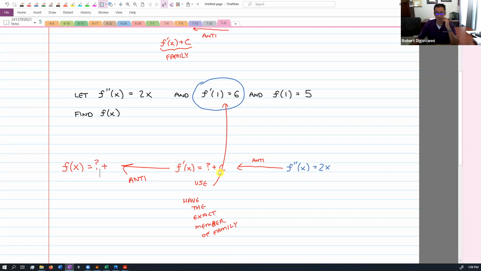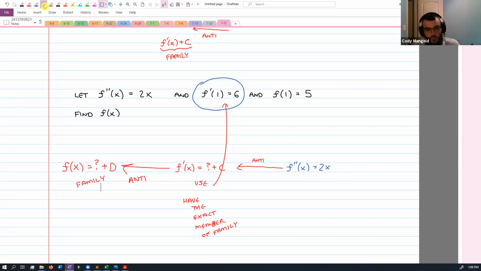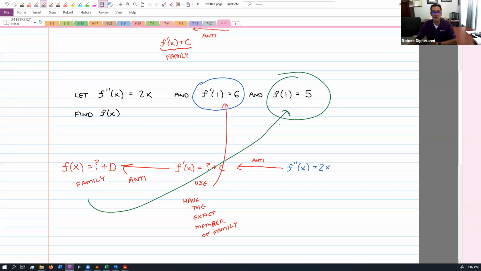Now I'm not going to use C again, because I don't want to have C in two places, so we'll probably use D. But again, this is going to be a family. And how are you going to narrow down which family member it is? You gave us f of 1 is 5. I gave you that f of 1 was 5. Okay? So we're going to do the problem. I just wanted you to understand what we're doing.